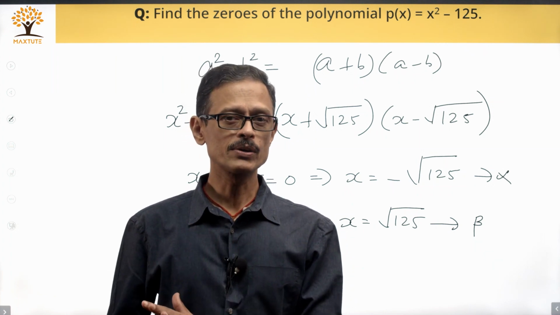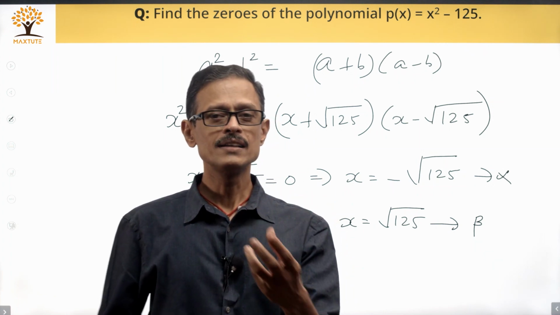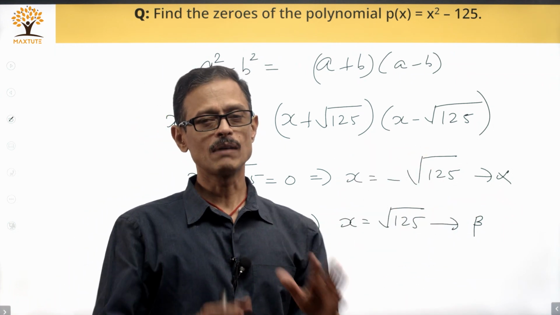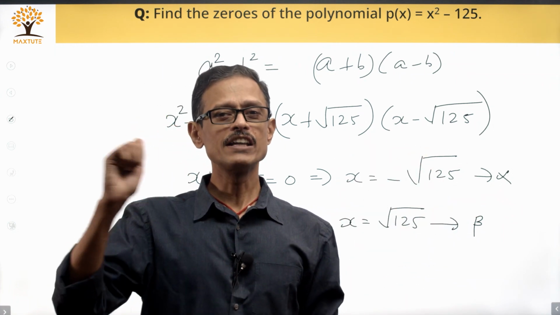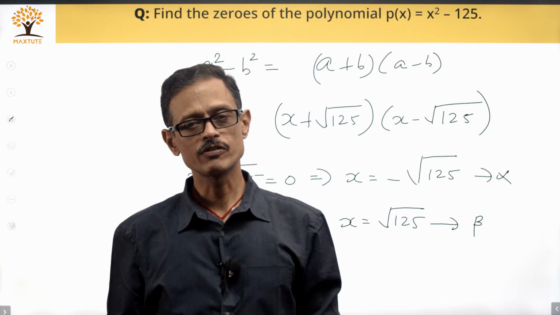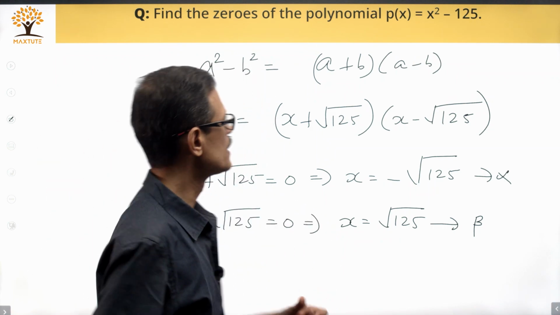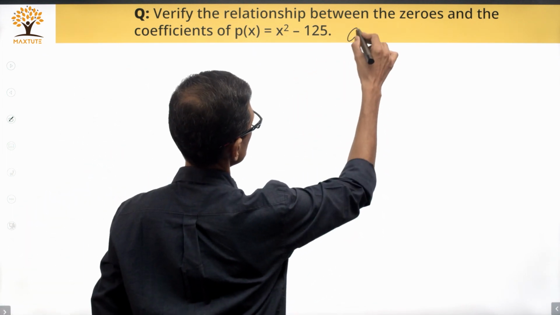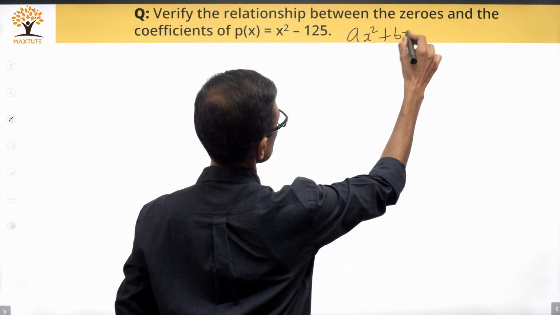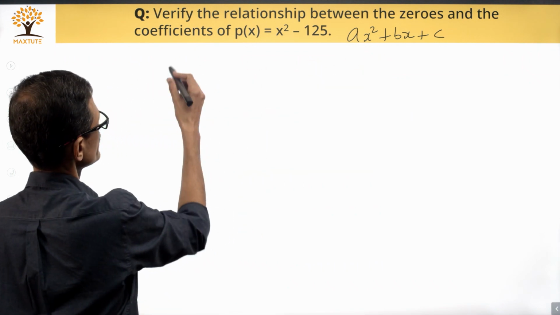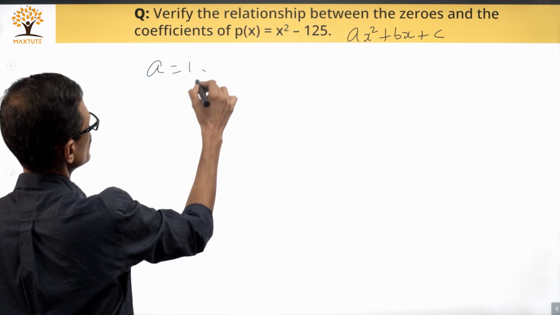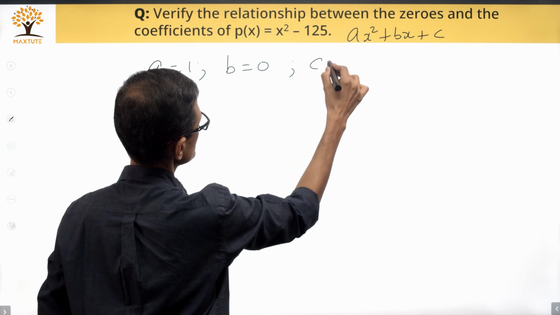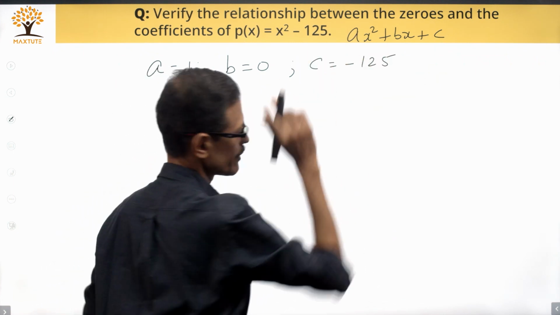Part 2, we are essentially going to verify the relationship between the zeros, the sum of the zeros, product of zeros, by actually adding and multiplying the zeros and verifying it with the formula that we have from the coefficients of the polynomial. The given polynomial is actually a quadratic polynomial. So, for a quadratic polynomial of the form ax square plus bx plus c, let's find out what is a in our case. A is equal to 1. What is b? B is equal to 0. There is no x term at all. And what is c? C is equal to minus 125.